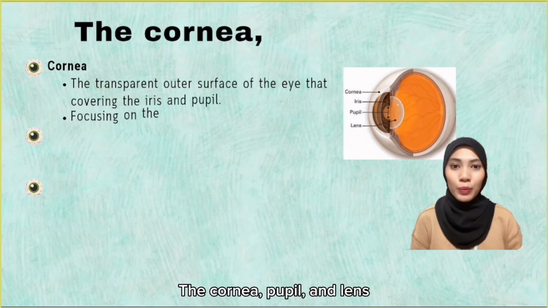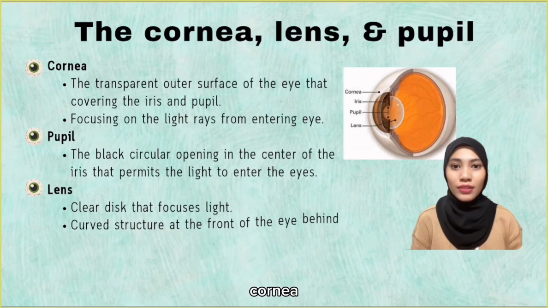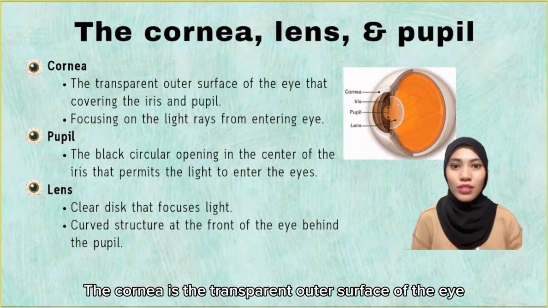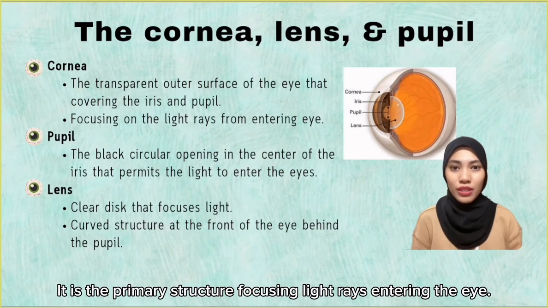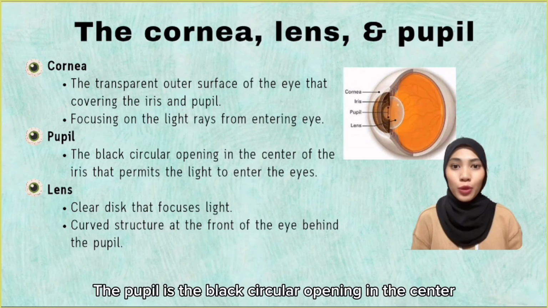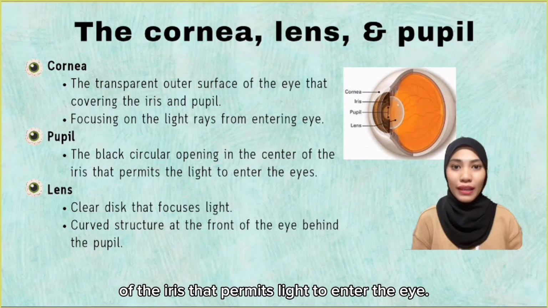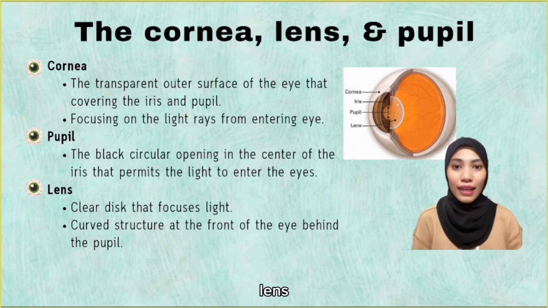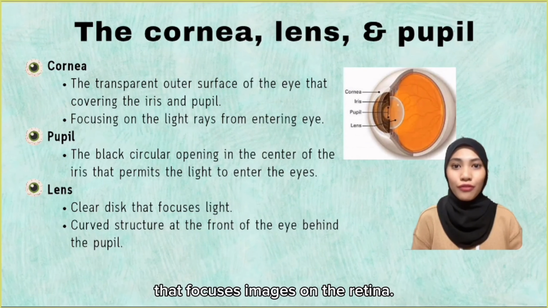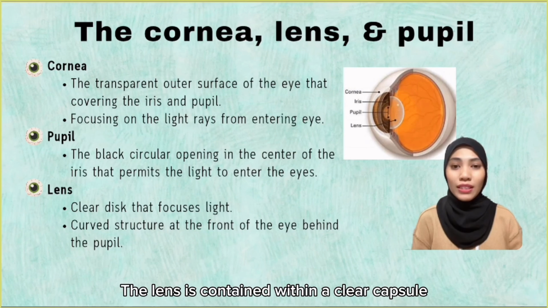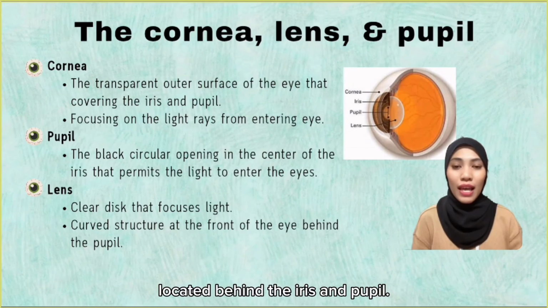The cornea, pupil, and lens. Cornea. The cornea is the transparent outer surface of the eye covering the iris and pupil. It is the primary structure focusing light rays entering the eye. Pupil. The pupil is the black circular opening in the center of the iris that permits light to enter the eye. Lens. The lens is the clear, flexible, curved structure that focuses image on the retina. The lens is contained within a clear capsule located behind the iris and pupil.